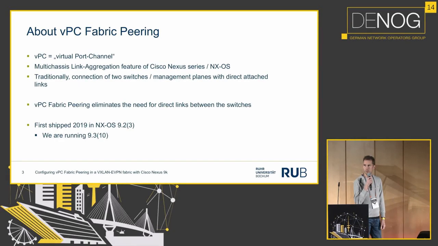And then there was the need for multi-chassis link aggregation, of course. And on Cisco gear, you do it with vPC because Cisco Nexus doesn't support EVPN multi-homing until now. vPC is the virtual port channel technology. It's the multi-chassis link aggregation feature of Cisco. Traditionally, you need direct interconnects between the two switches that form a virtual port channel. And with vPC fabric peering, these direct links can be eliminated. And yes, Cisco shipped it first in 2019.